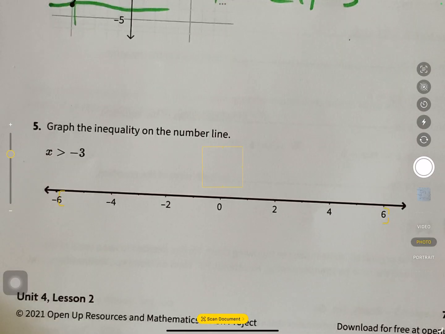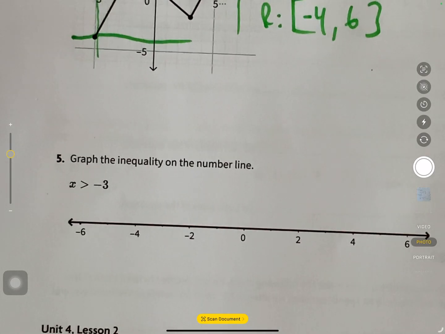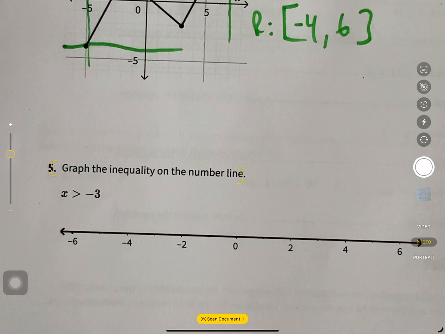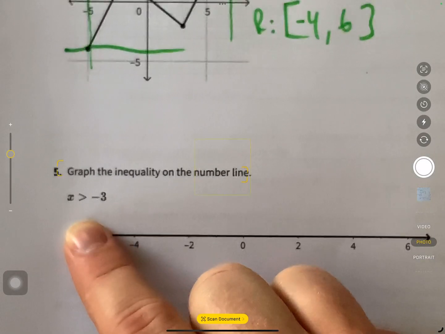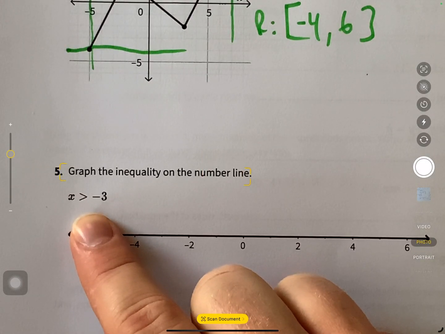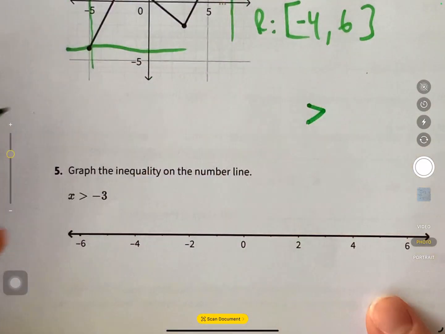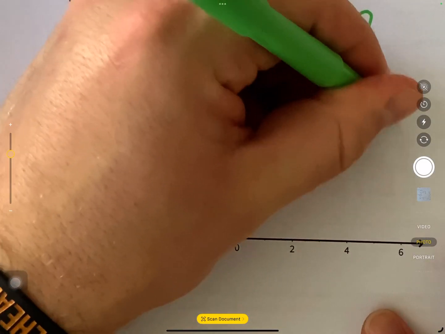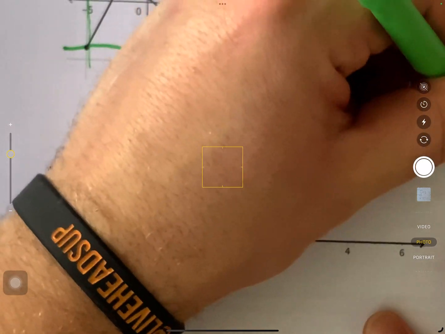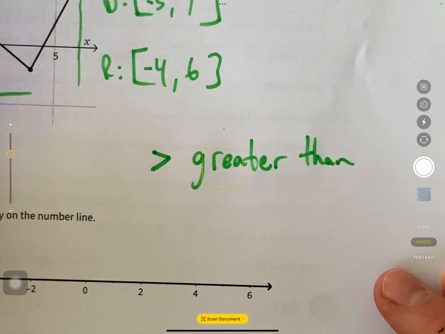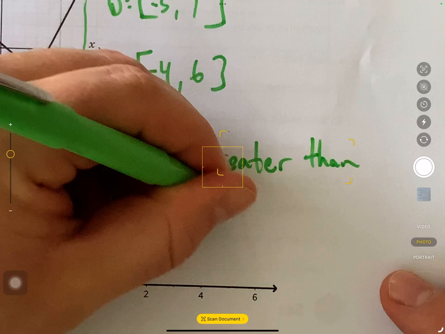This is on your test. You have to learn how to graph these inequalities. It's probably the first time you're seeing this year, but you have to learn this. This says x is greater than -3. Just so you have a note, this is your greater than symbol. Maybe you should write this. And then this is your less than.